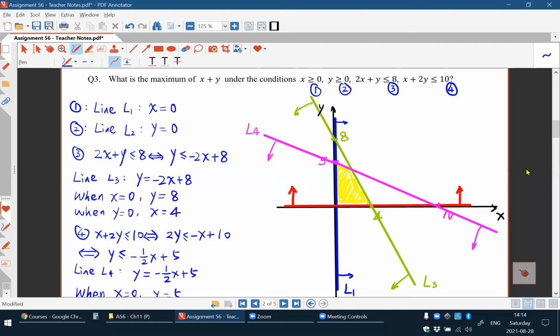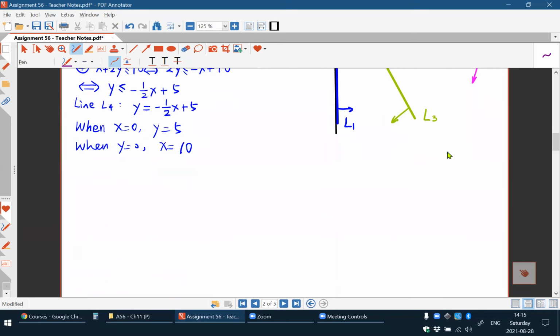Okay, and according to the theory we have learned, we only need to check the value of the target function x plus y at these different vertices, right? So let's call them P1, P2, P3, which is actually the original point, and P4. Okay, and then we need to find the coordinates of P1, P2, P3, P4 first.